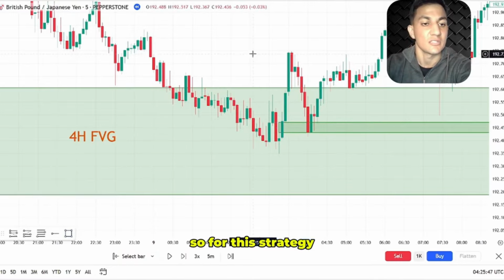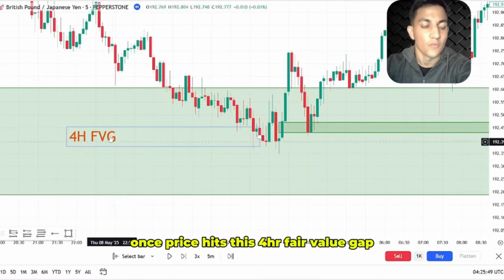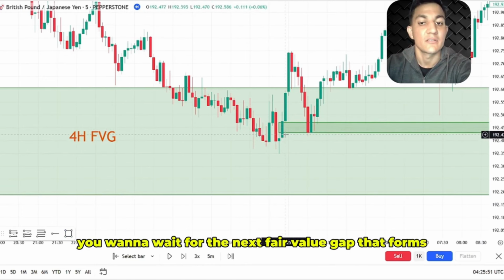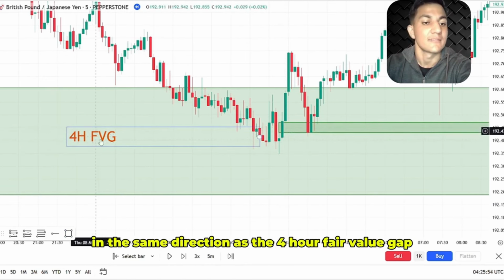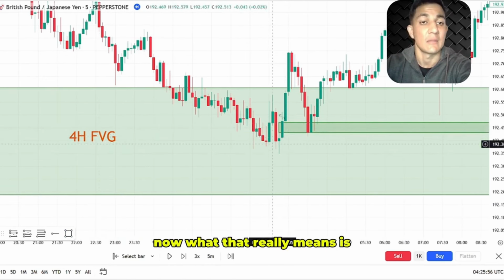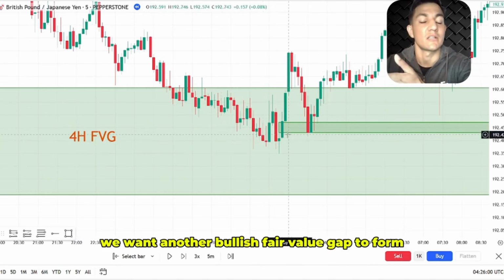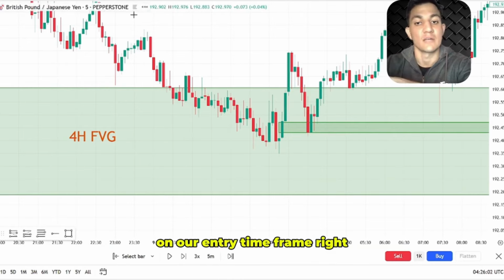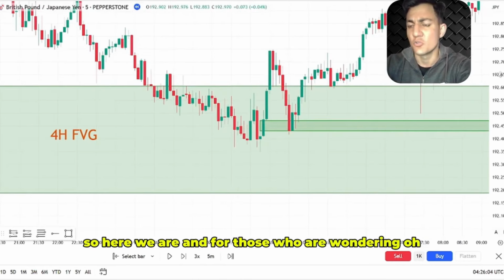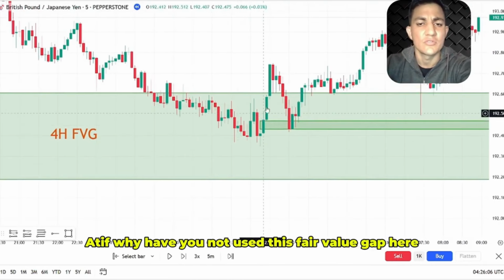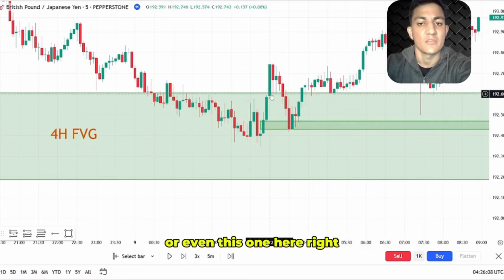So for this strategy, once price hits this 4-hour fair value gap, you want to wait for the next fair value gap that forms in the same direction as the 4-hour fair value gap. What that really means is, this is the bullish fair value gap, so we want another bullish fair value gap to form on our entry time frame. So here we are. And for those who are wondering, oh Atif, why have you not used this fair value gap here, or even this one here?